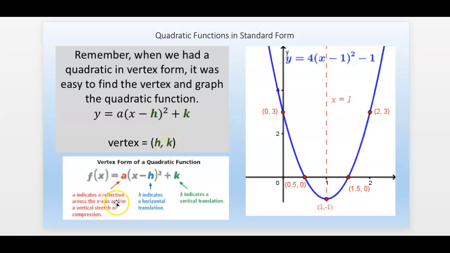All right, the a again indicates a stretch or a compression. The h is the horizontal translation. The k is the vertical translation, up and down. Right? It was pretty easy to find the vertex if it's in vertex form. And then you can graph it. You need to find the vertex in order to graph the quadratic.